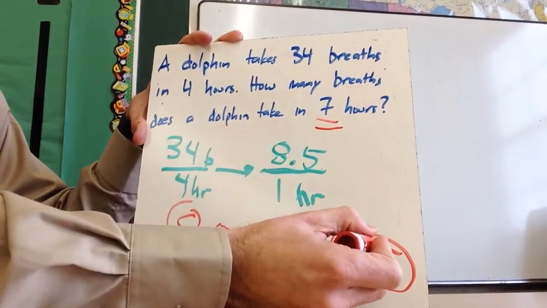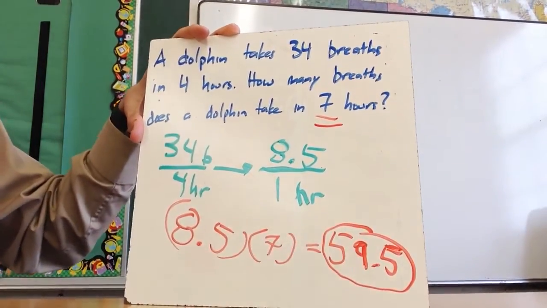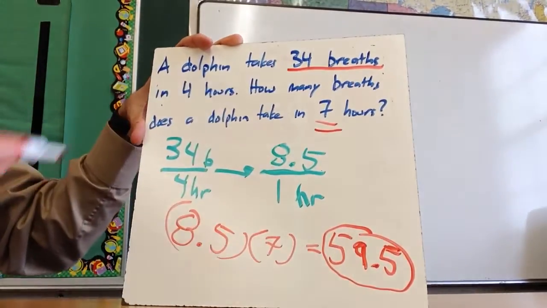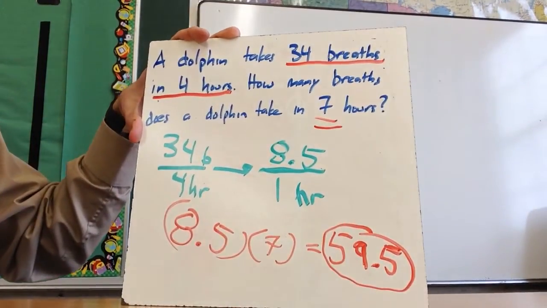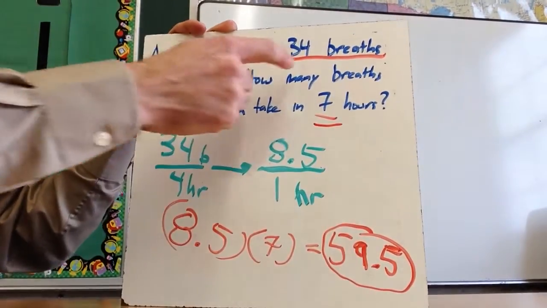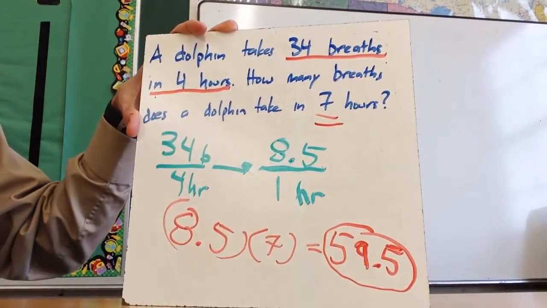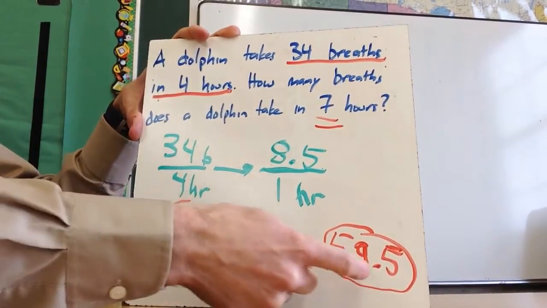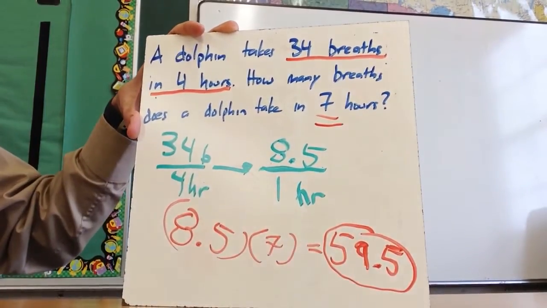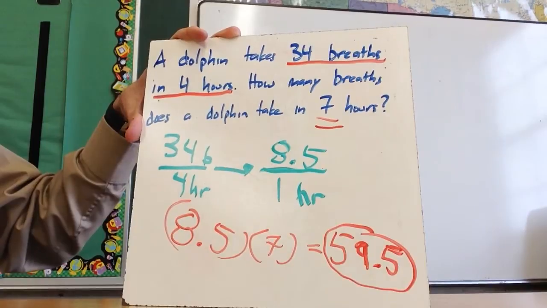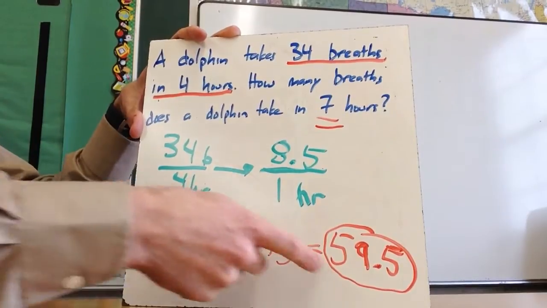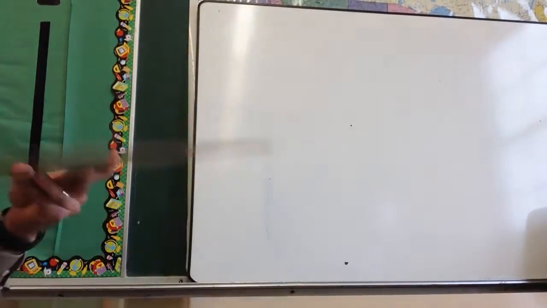Now, a lot of people say that that's not possible because you can't take half of a breath. But keep in mind that this is an estimation. Not every single dolphin takes exactly 34 breaths in exactly 4 hours. So this is probably some kind of mean, median, mode, something they use to figure out that 34 breaths in 4 hours is what a typical dolphin takes. So this is a statistic. So it's somewhere between 59 and 60. And you can leave this as a decimal, even though you would be correct in saying that you cannot take half of a breath. We're not looking for an exact number in this particular problem.